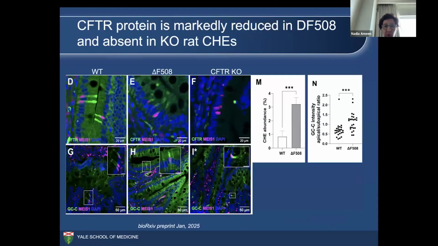We also looked at the protein for CFTR because nothing is known about that. So in the wild type, you can see these beautiful images on the villi of the cheese cell marked by mice-1 in magenta and lots of CFTR.